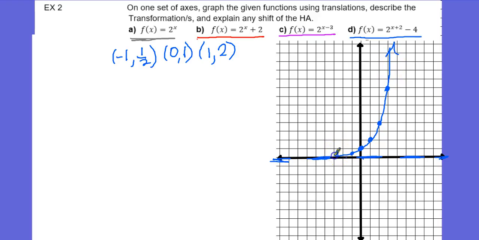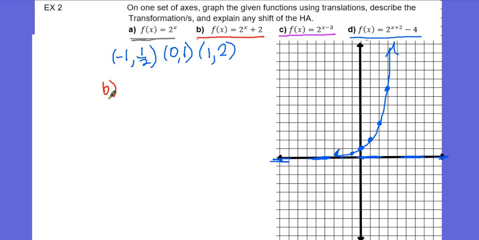Growing very rapidly as you pass x equals 0. So there's your base function. It doesn't have any shifts in it. Okay? Passing through -1, reciprocal of the base, 0, 1, and 1, base. Okay? And let's move to number B.